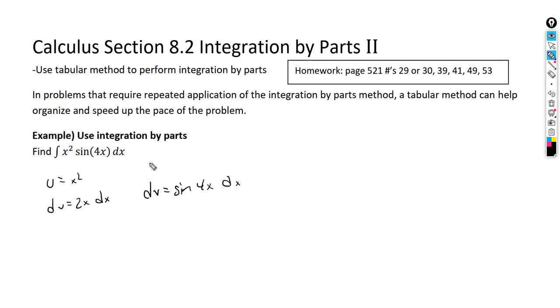And then the v piece: if I integrate just the sine, I get negative cosine of the expression. But if I think about the derivative of this cosine piece, I have to multiply by the chain rule. So I really have to multiply by 4. But if I'm multiplying by 4, I have to divide by 4 here in order to cancel out, so there's no fraction in front of that.